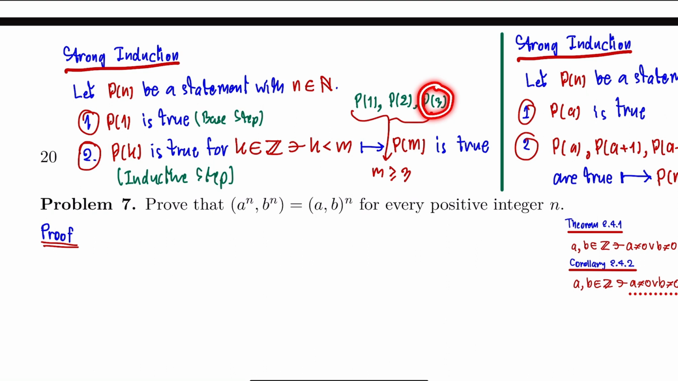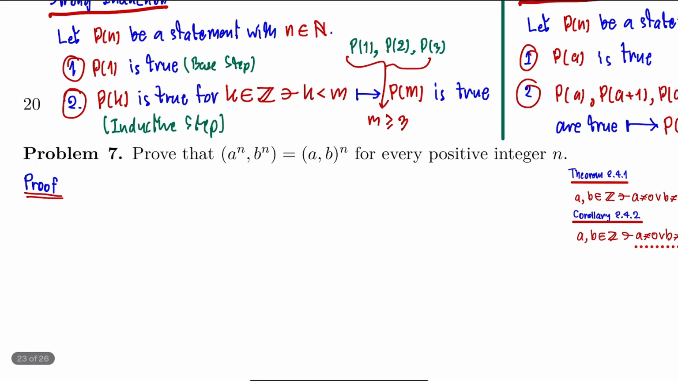Since all of these P are true, you assign that m must be greater than or equal to 3 and try to show that P(m) is true. Once P(m) is true, P(m) for m greater than or equal to 3 are all true. So P(3) is true, P(4) is true, P(5), P(6), and so on are all true. Now let's get started.